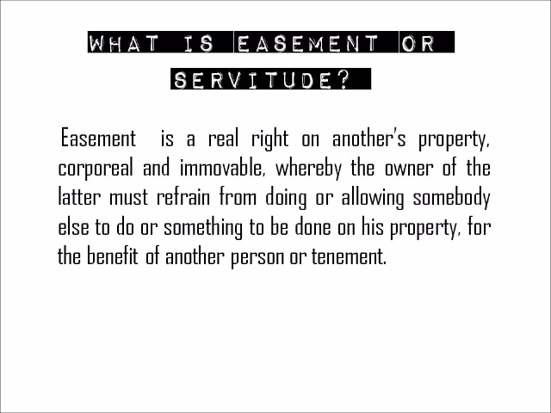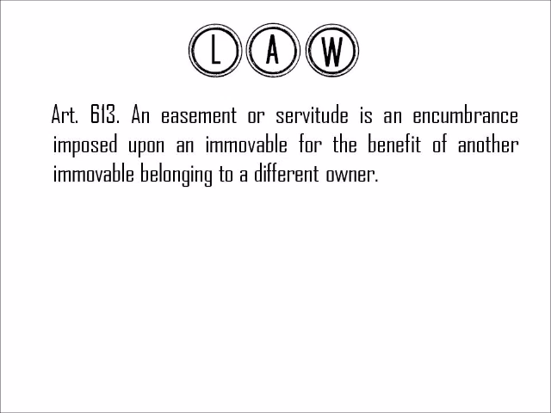What is easement or servitude? Easement is a real right on another's property, corporeal and immovable, whereby the owner of the latter must refrain from doing or allowing somebody else to do or something to be done on his property for the benefit of another person or tenement. The law defines easement in Article 613. An easement or servitude is an encumbrance imposed upon an immovable for the benefit of another immovable belonging to a different owner.